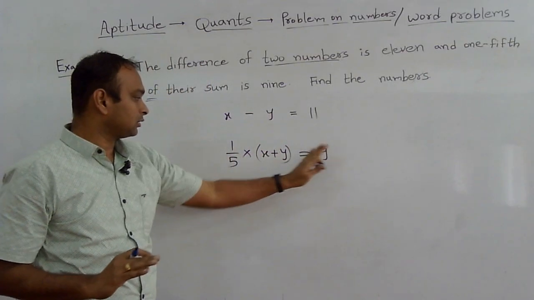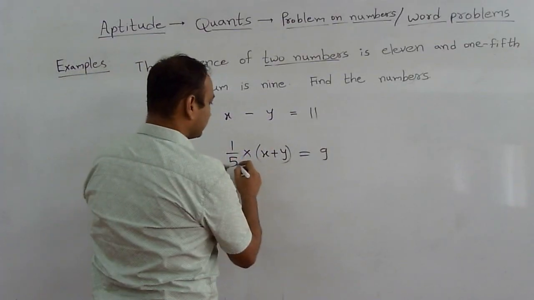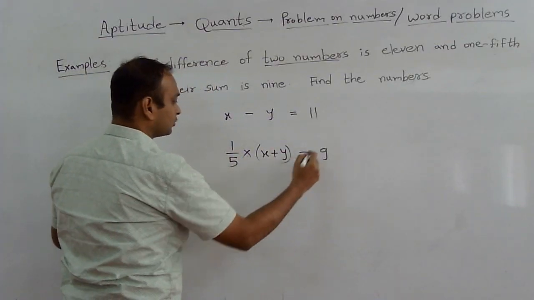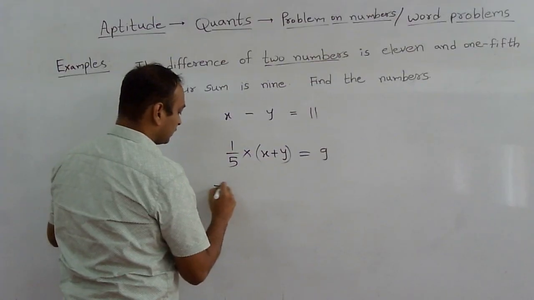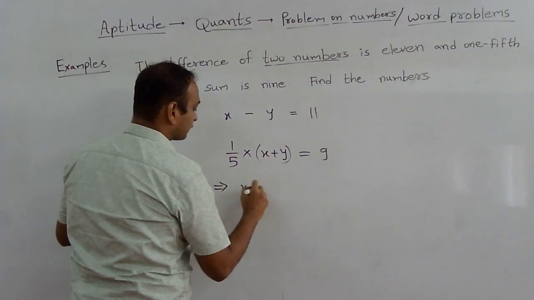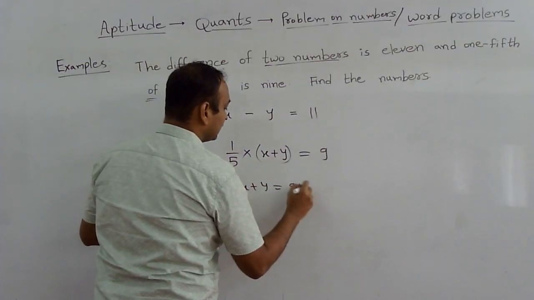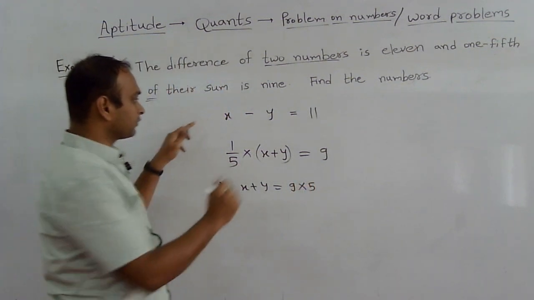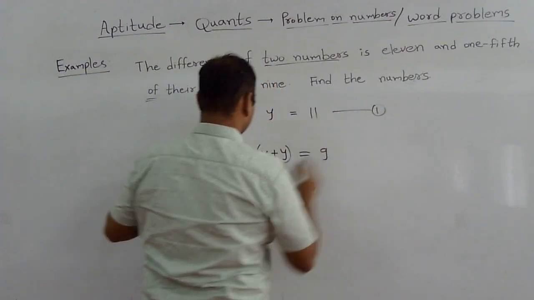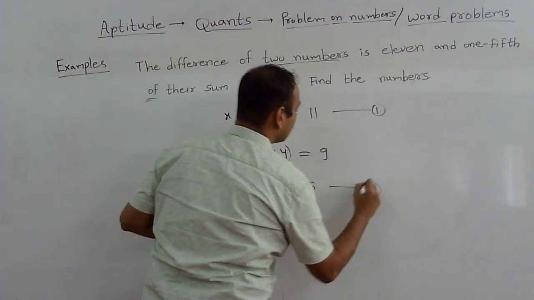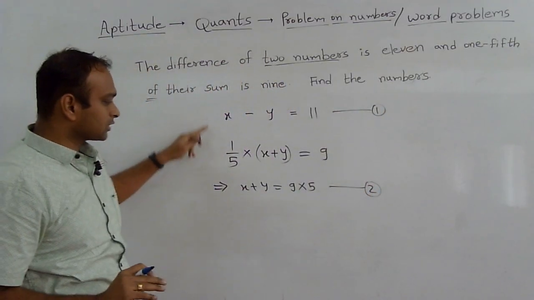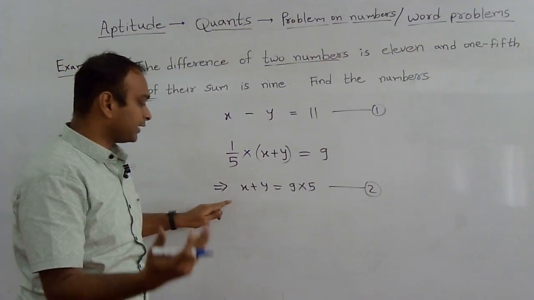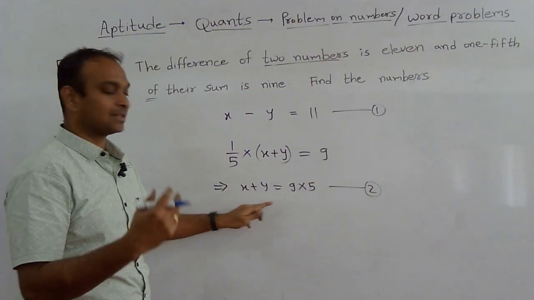Let's simplify this. So 1/5, this 5, we can send it to this side. So how will it be? It will be x plus y is equal to 9 into 5. So we have this equation, maybe equation number 1, and this equation second. By using these two equations, we have to find out the value of x as well as y.